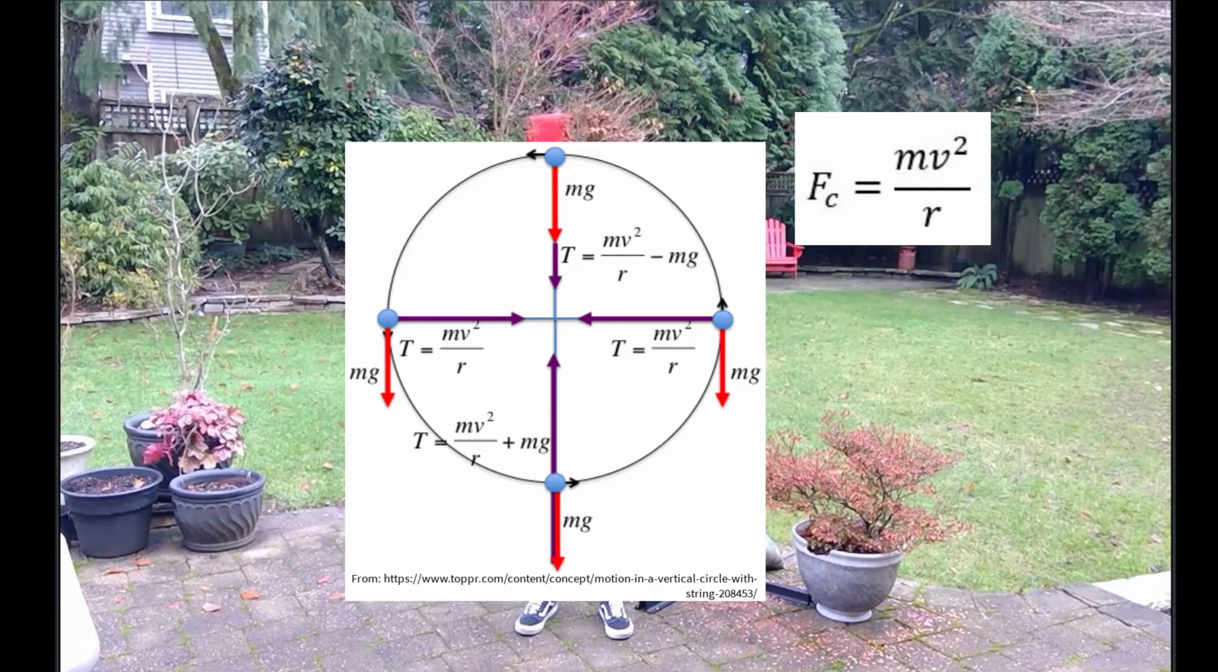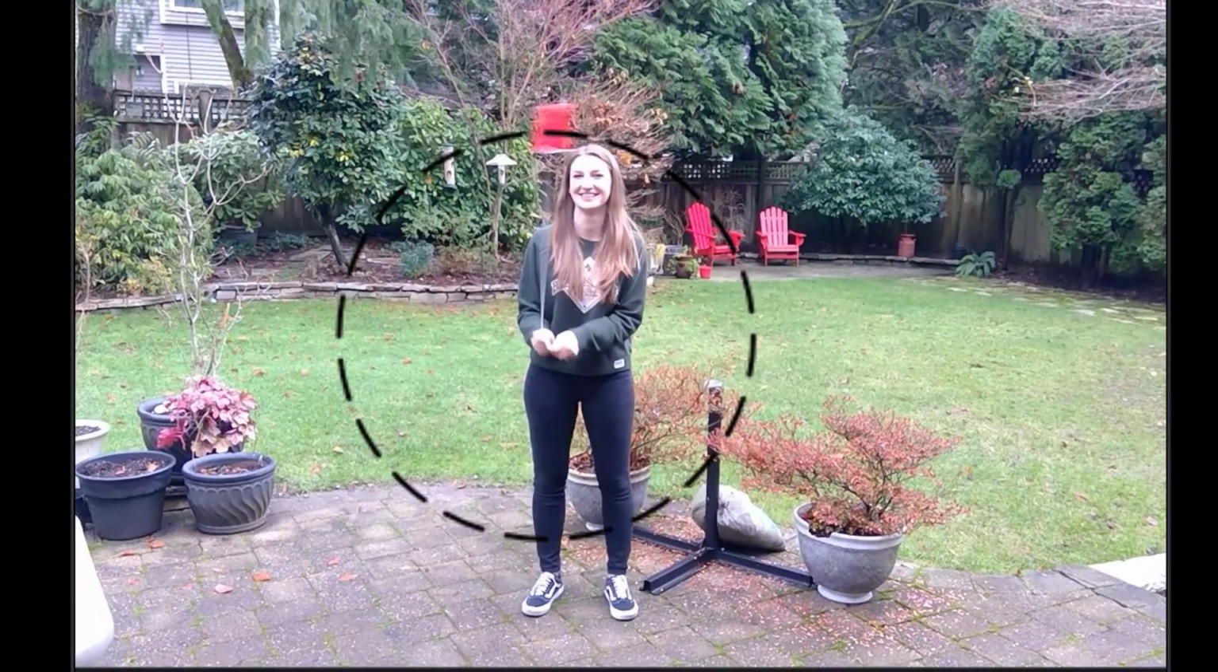At the top, the tension and force of gravity are in the same downward direction, so the tension is the centripetal force minus the force of gravity. At the bottom, the tension is upward, or towards the center, and the force of gravity is downward, so the tension is the centripetal force plus the force of gravity. At the sides, the force of gravity is perpendicular to the centripetal force, so the tension is the centripetal force.